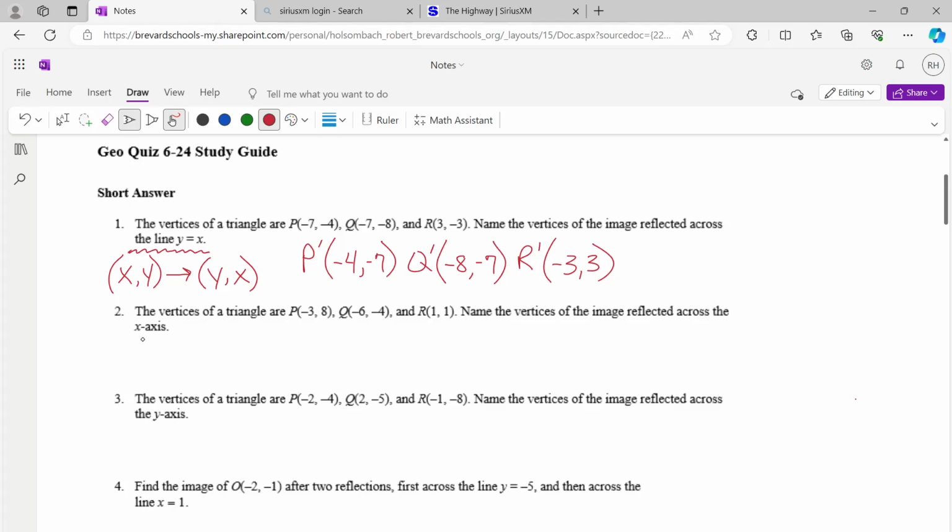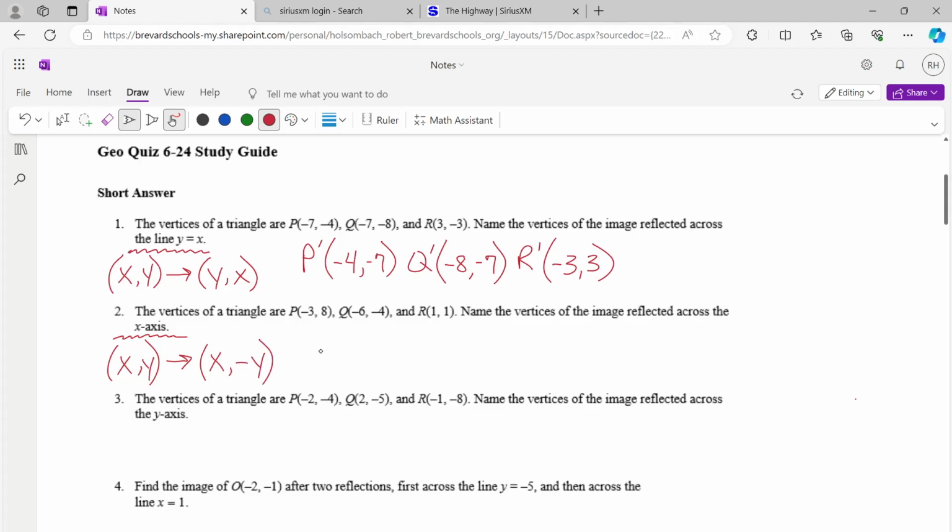All right, then problem number 2 says the vertices of a triangle are. Name the vertices of the image reflected across the x-axis. So the x-axis reflection has a shortcut. And we can say that for every x, y of the pre-image, when we reflect it across the x-axis, our x value remains the same, but our y value at the image becomes the opposite of the original y value.